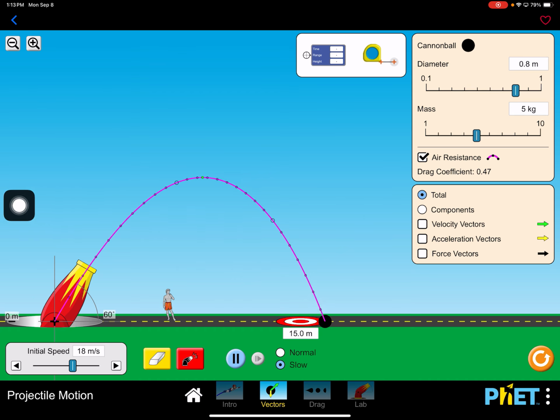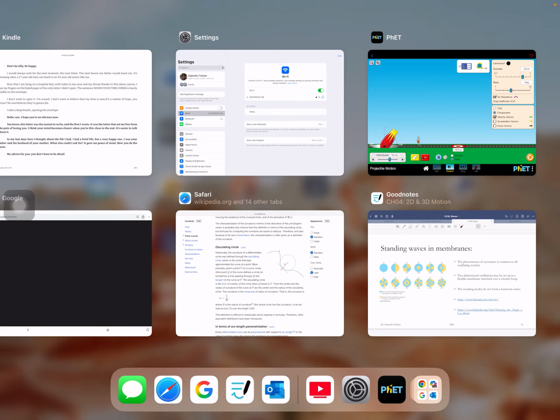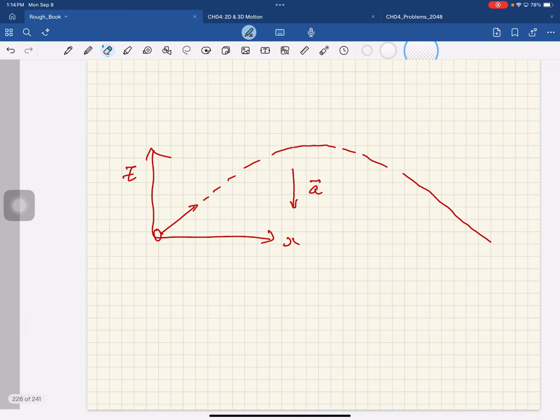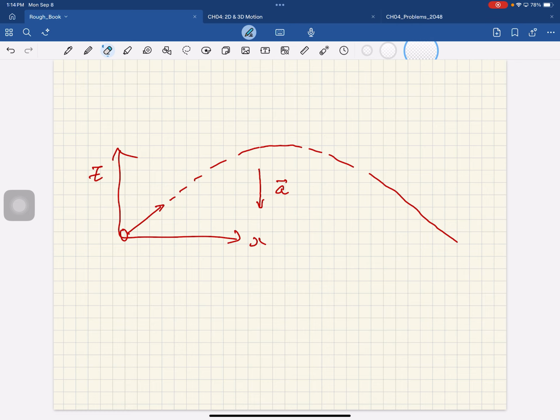Now let's look at the velocity vector. All right, so what I want you to do is, before I fire that, which way is the gravitational force acting? Downwards. So here's the acceleration vector. Why do you think that is happening?